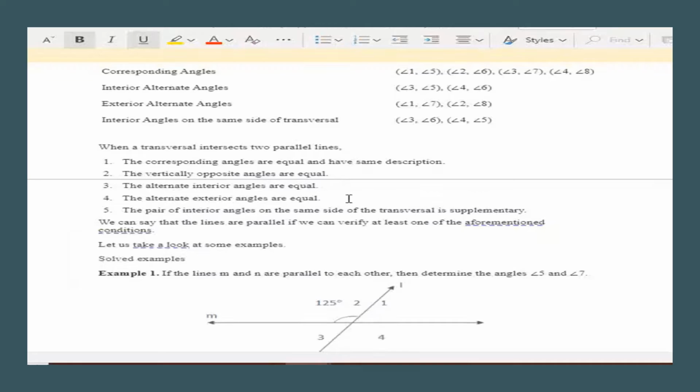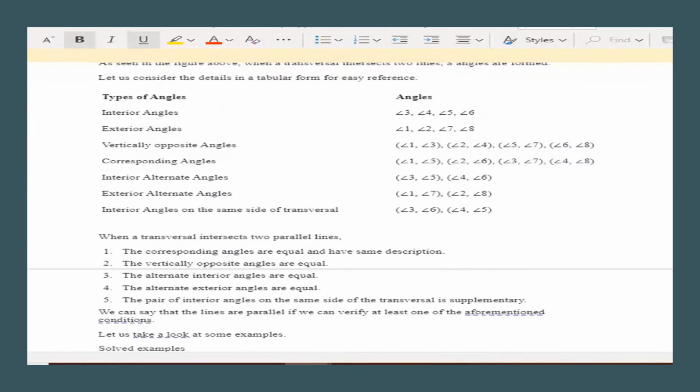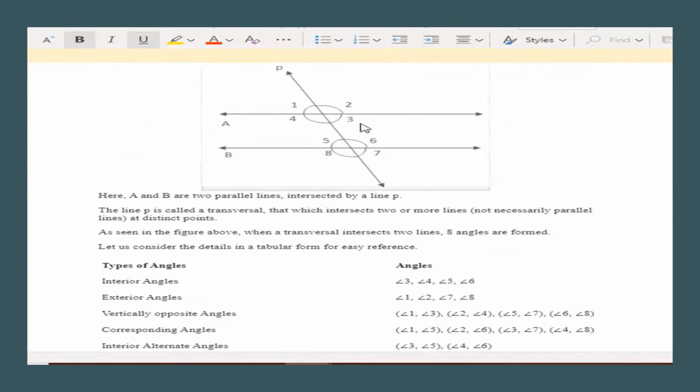Interior angles, and then we have alternate exterior angles, and we looked at those. And then, of course, you have the pair of interior angles on the same side of the transversal are supplementary, and that we said is, of course, 3 and 6 and 4 and 5, as you can see there.